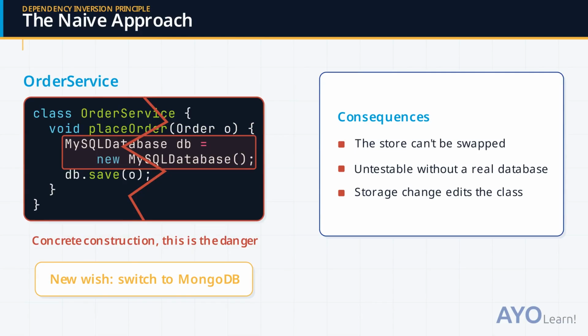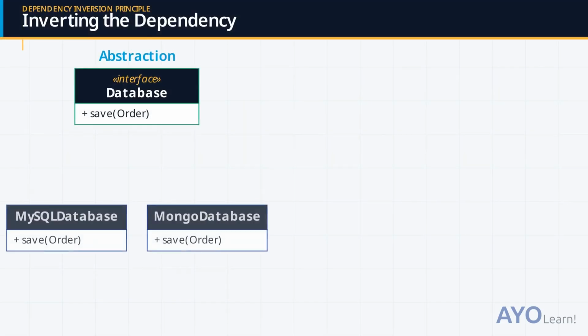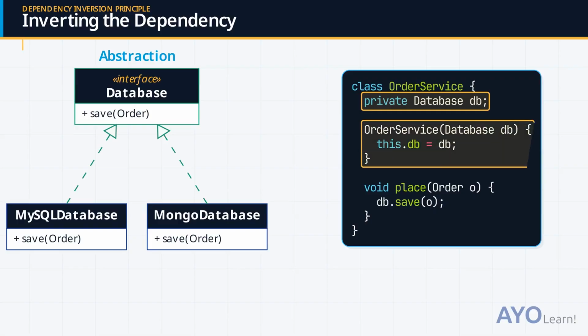Now a new wish: switch to MongoDB. OrderService cracks under the strain. Now let's invert the dependency. We define a database interface with a saveOrder method, an abstraction. Both MySQLDatabase and MongoDB implement it.